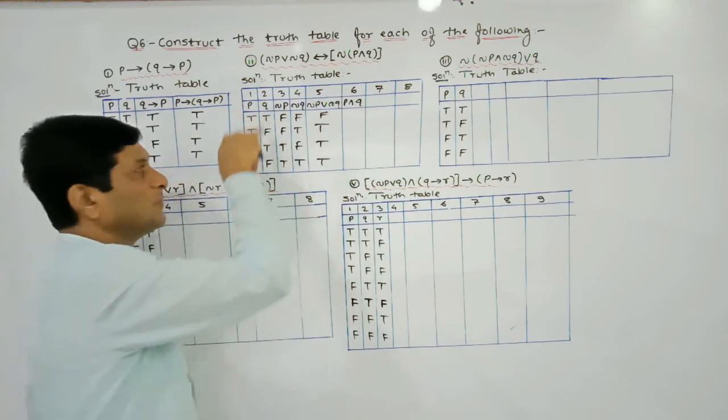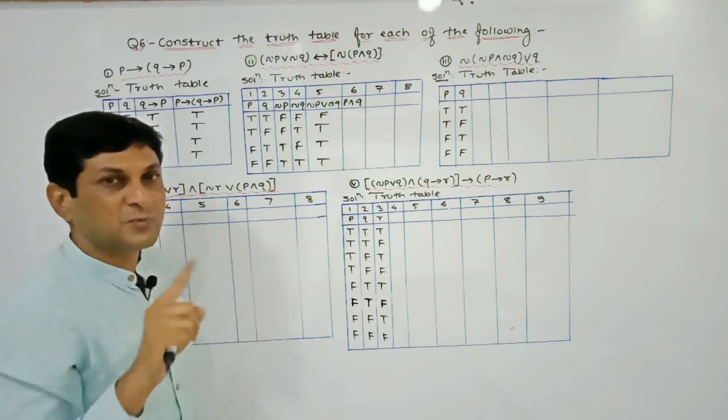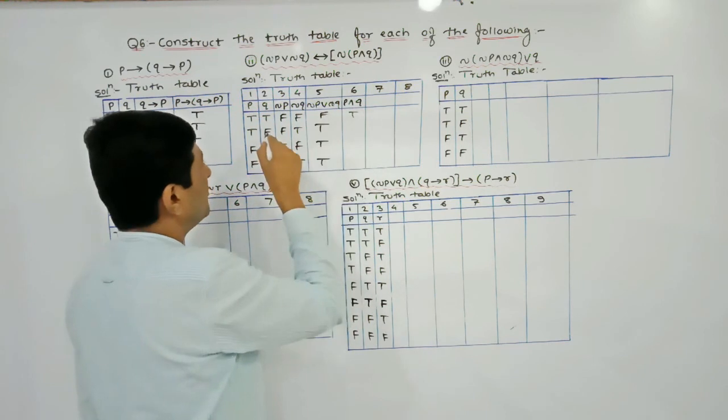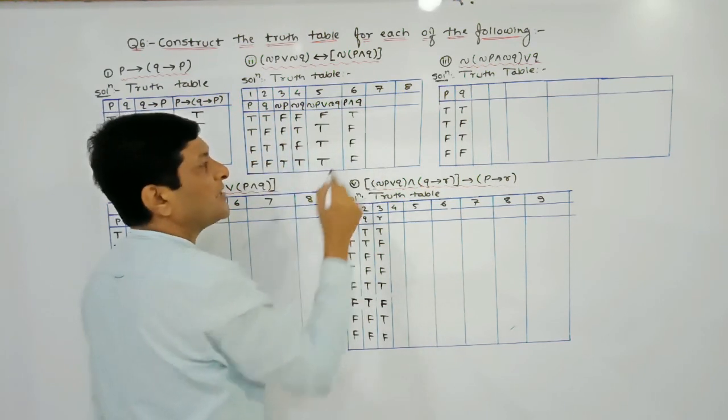So these are the truth values of P and Q, and we know that AND will be false if at least one of the two statements is false. Here both are true, so the result is true. Here false, false, false, means if at least one statement is false, the truth value of AND will be false.